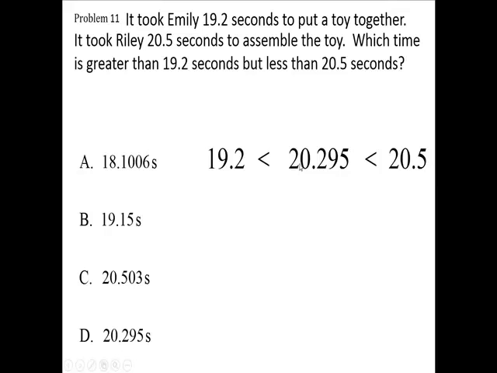Since 20 equals 20, we're going to ask the question, is 295 thousandths less than 500 thousandths? When you add 2 zeros here, so I have the same number of places on both of these, this would have 1, 2, 3 places. 500 would have 3 places. The question is, is 295 less than 500? Yes. So of the 4 choices, we pick answer D.